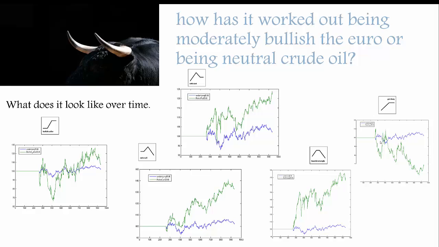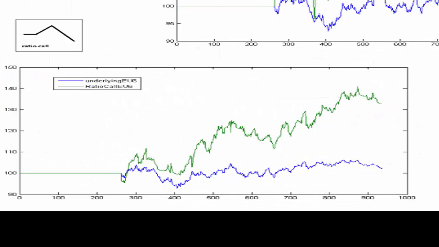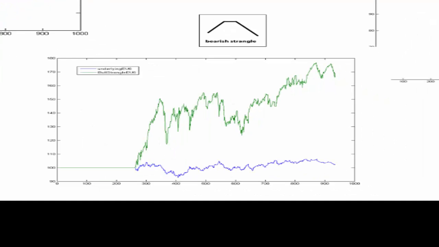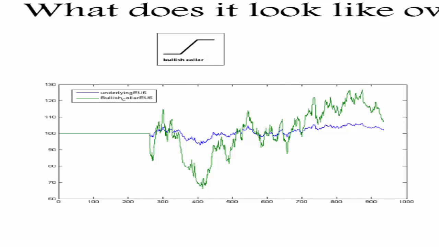Okay, so getting back to this earlier question of how it's worked out being moderately bullish for the euro, and what does that look like over time? I've identified just in the EXO indexes 5 ways that you could express moderate bullishness to the euro. The ways that I've identified are the bullish collar, the ratio call, the ratio put, the bearish strangle, and the short call.